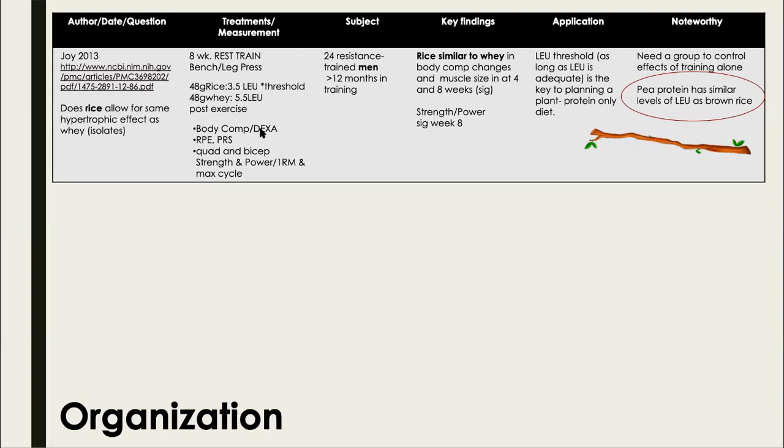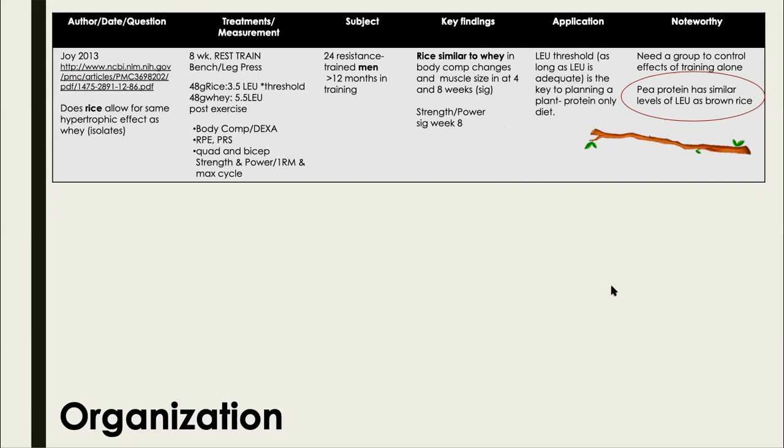They looked at body composition via a DEXA. They looked at RPE, PRS, quad and bicep strength and power by 1 rep max and max cycle. The subjects for this study were 24 resistance trained men who had been training for over 12 months. The finding was that rice was similar to whey in body composition changes and muscle size at 4 and 8 weeks. And the sig means it was significantly similar. The strength and power were significant at week 8.